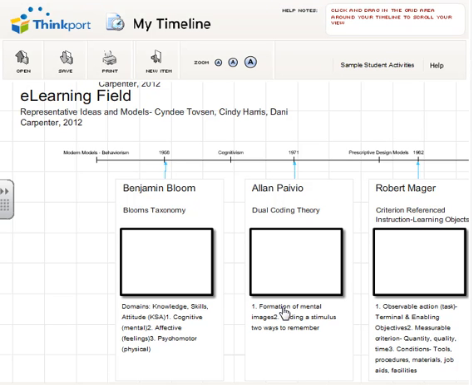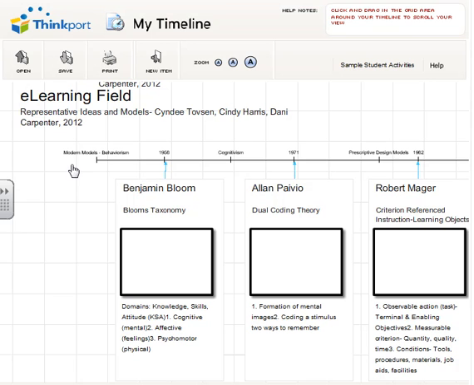Hi everyone, this is Cindy Tovsen with Cindy Harris and Danny Carpenter, and we're going to show you 4 different instructional design models and how they influence our e-learning field. We've used the ThinkPort timeline to help you visualize our models in history.